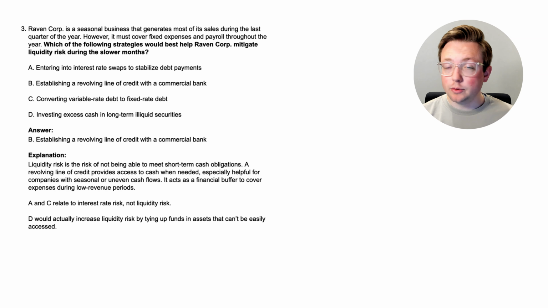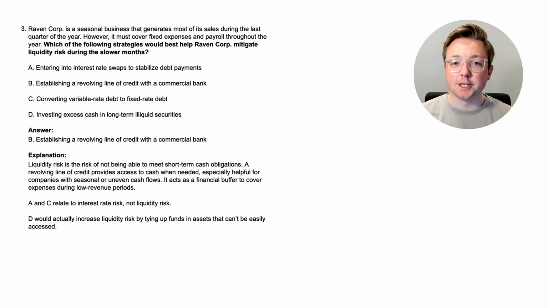A and C relate to interest rate risk, which we just barely talked about in question 2, not liquidity risk. And then option D would actually increase liquidity risk by tying up funds in assets that can't be easily accessed. So you wouldn't want to do option D, which is investing excess cash in long-term illiquid securities, because again, that ties up your cash in long-term things when what you really need is liquid short-term cash to be able to pay for things. So again, that's one strategy for liquidity risk.